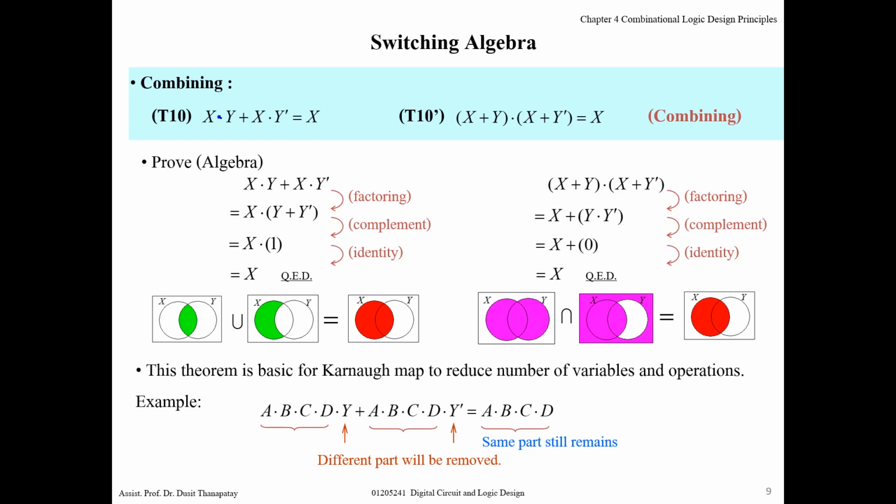Again, this combining theorem you can use to reduce the number or size of the expression. Namely, if you implement the circuit based on this expression, you must use 4 logic gates: 2 AND gates, 1 OR gate, and 1 inverter. But if you use this combining theorem, you can reduce to only one variable, so you need not use any logic gate to obtain the same result.